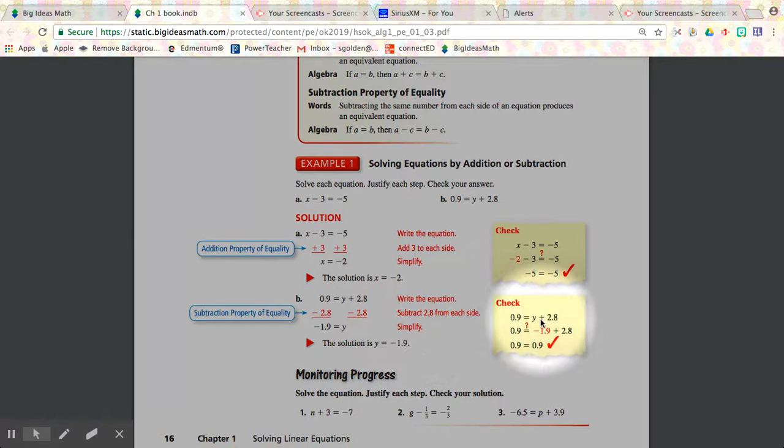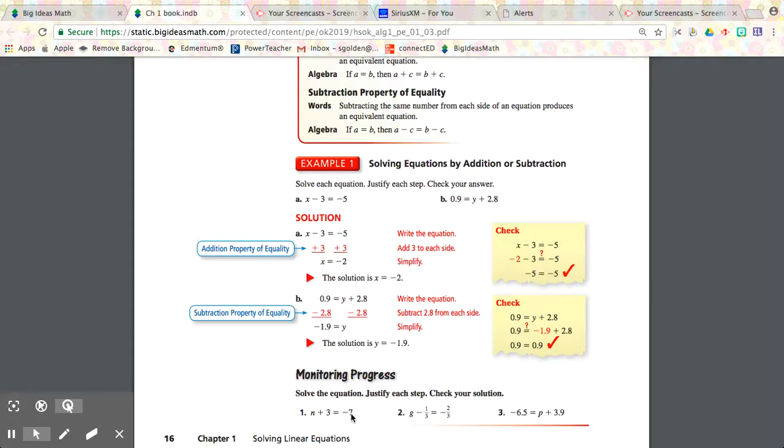So they plug it back in to double check. We have 0.9 equals, we plug in negative 1.9 plus 2.8. When you plug that in your calculator, it does equal 0.9. So what I would like you to do now is problems number 1 and 2 at the bottom, monitoring progress. Try those and then we'll go over them together. You'll have to pause the video. Number 1 says n plus 3 equals negative 7, and number 2 says g minus 1/3 equals negative 2/3.